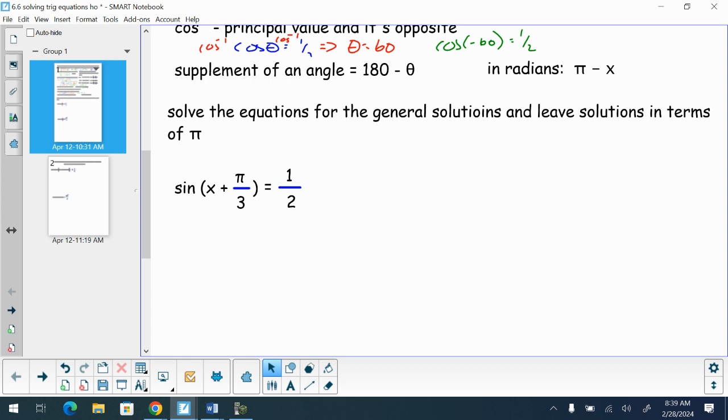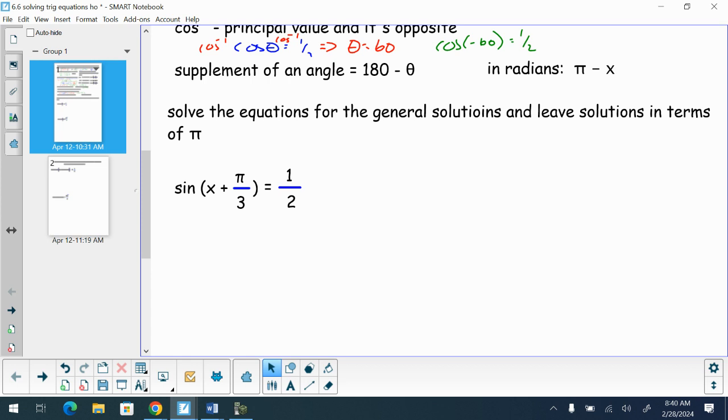Solve equations, general solution, and leave in terms of pi. Now, when we are in a radian form, you have two choices that you can make. You can deal with radians, or you can put things into degrees. My suggestion to you is to leave your calculator in a degree mode initially.